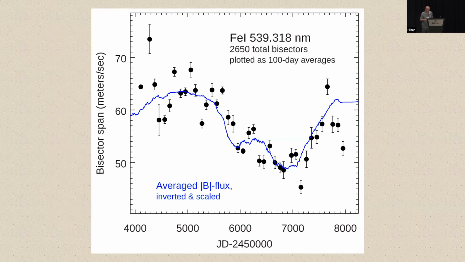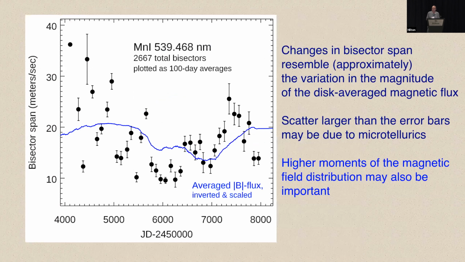So here's an iron line at 539.31 nanometers. The blue line is the absolute magnetic flux averaged over the disk from magnetograms. And I flipped it, it's upside down here. So the lowest part of the blue line is the most magnetic part of the solar cycle. And it's not a fit to the data. I've just flipped it upside down and scaled it kind of arbitrarily to see if it has the same shape. And the bisectors here are averaged over 100 days. And you can see that over a solar cycle, they have pretty much the same variation as the average magnetic flux on the sun.